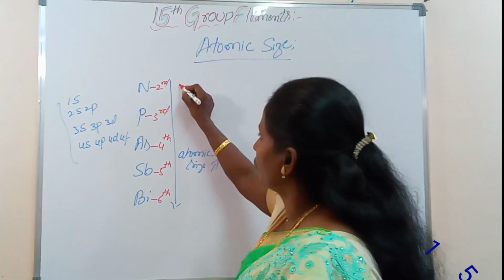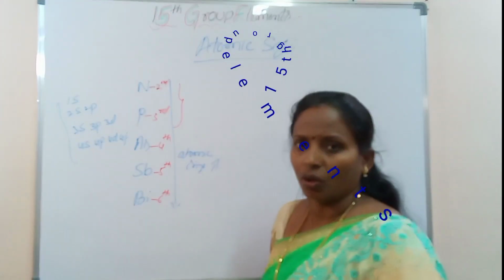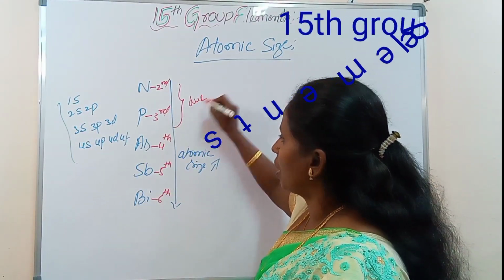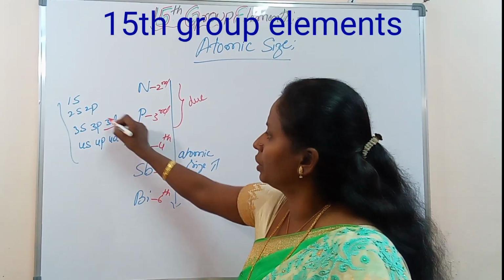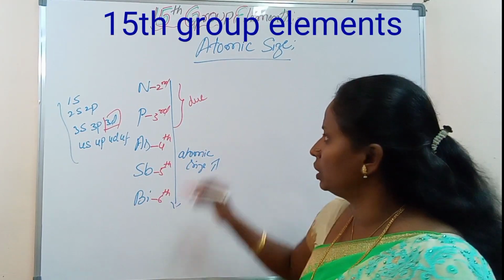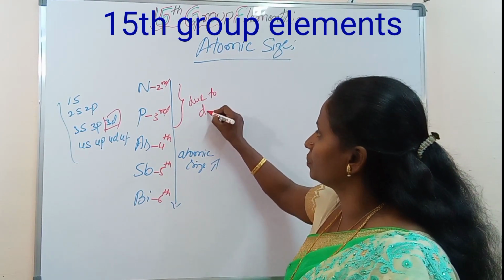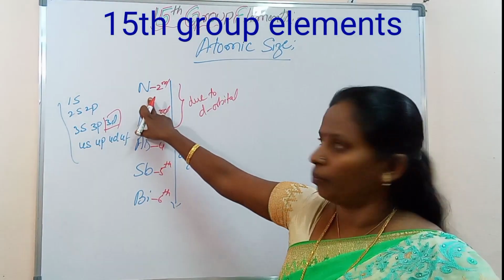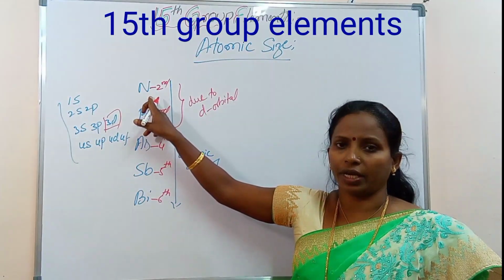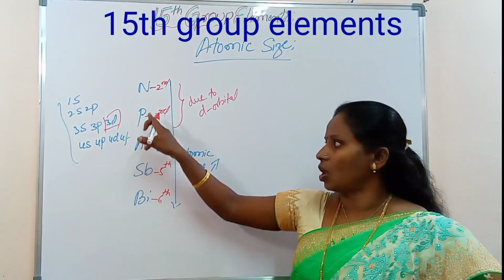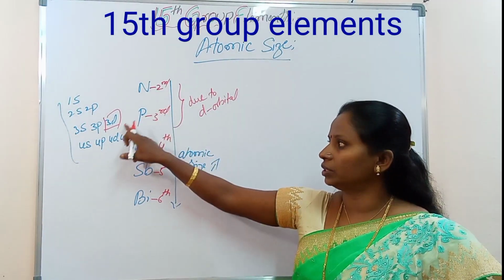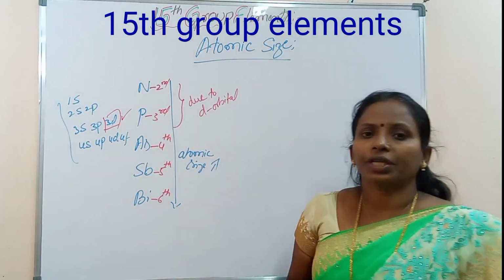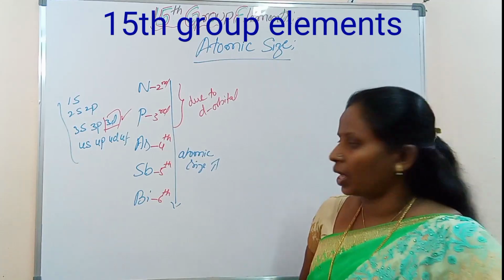The increase in size from nitrogen to phosphorus is very large due to the 3d orbitals. Nitrogen is very small, and its electronegativity is very high compared to phosphorus. In the third period, 3d orbitals get added, so there is a large increase in atomic size.